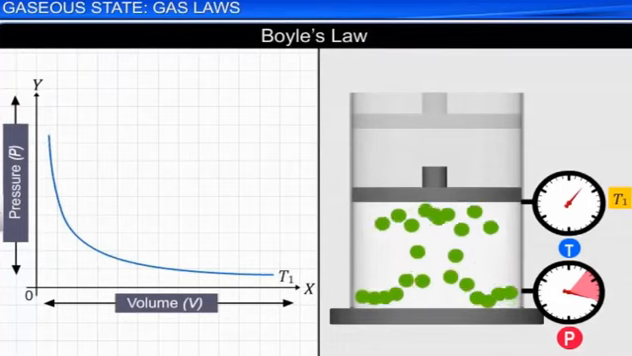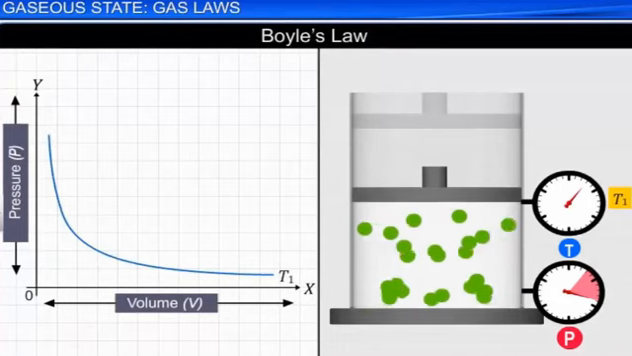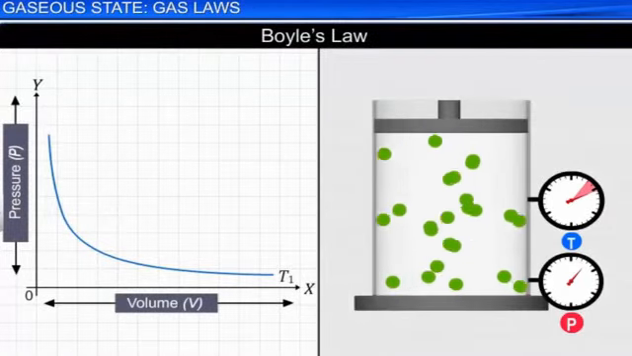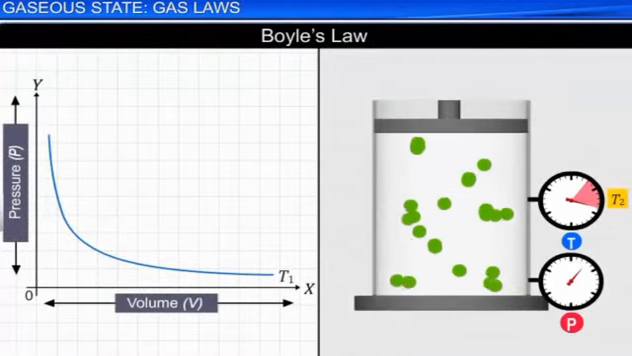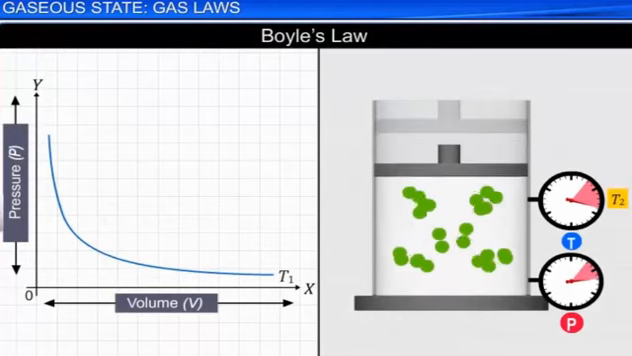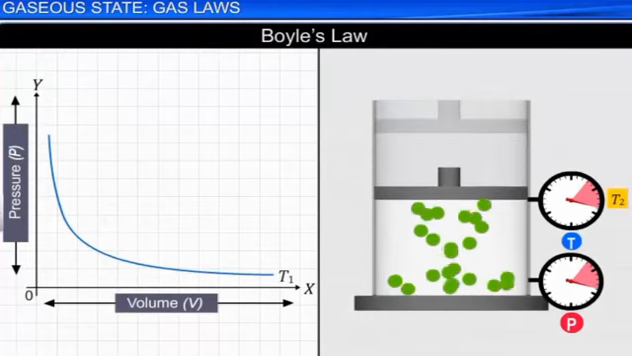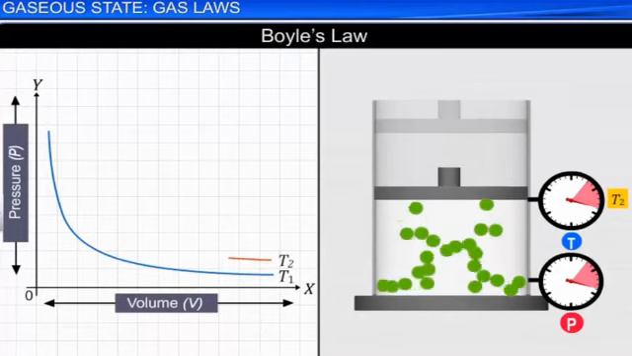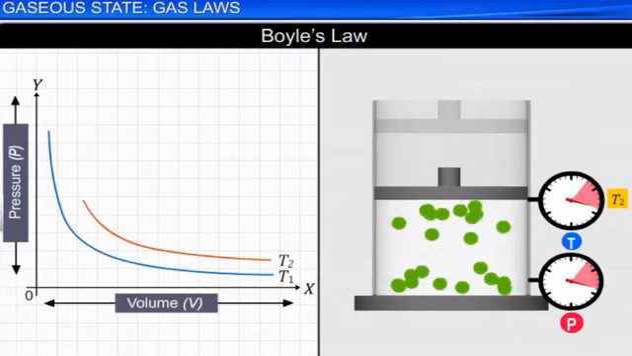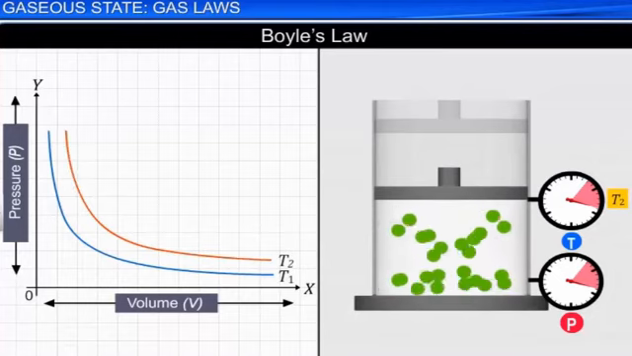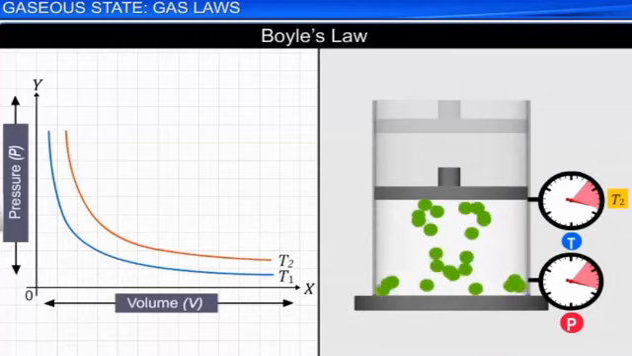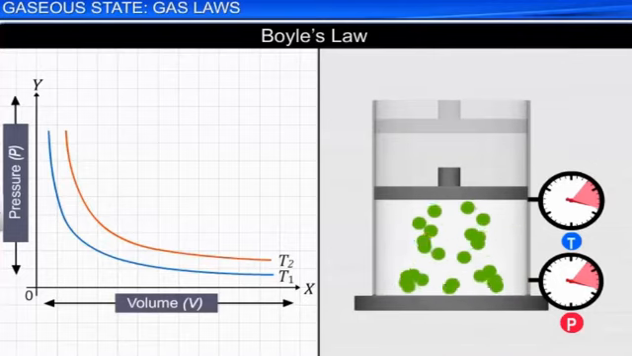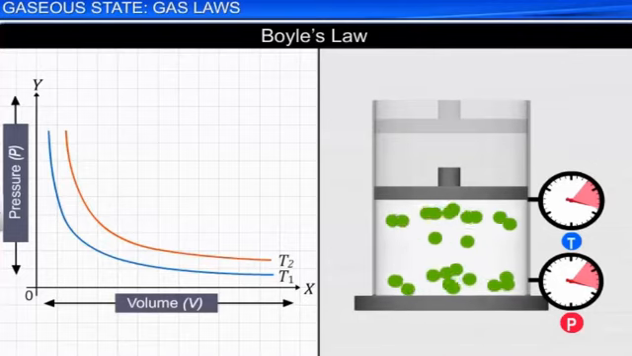Let us now change the temperature of the gas to T2 and repeat the same process by keeping the temperature constant at T2. If we plot the variation of pressure versus volume, we get a different curve. From this, we can conclude that each pressure versus volume curve corresponds to a different constant temperature for a given amount of gas. These curves are known as isotherms.